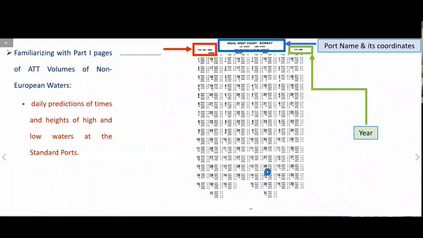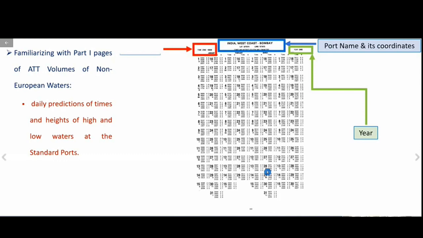Sir, it is in volume 2, sir. Very good. Volume 2, what is the page number, beta? Sir, I will tell you. 153, sir. Very good, beta. So page number 153 and volume 2.